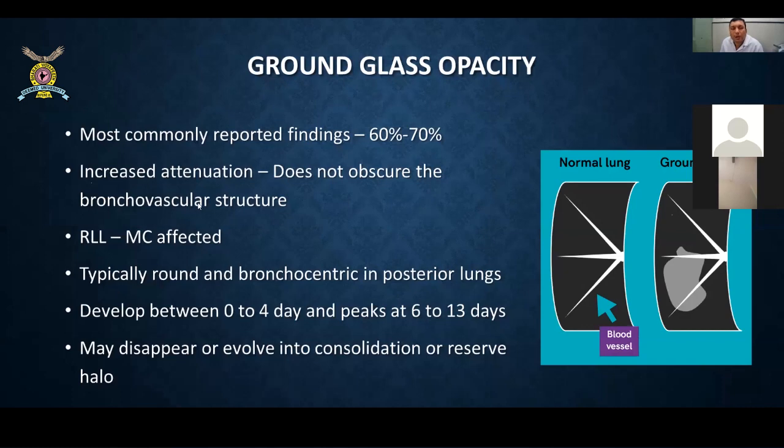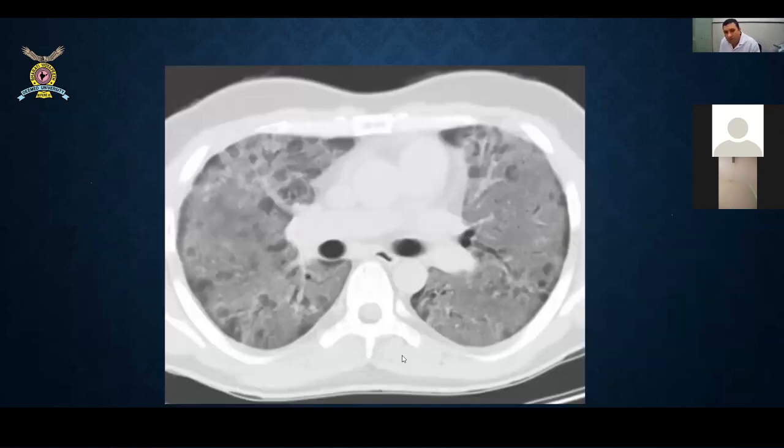This is reported most commonly in COVID-19 patients and is seen in around 70% of patients. The right lower lobe is most commonly affected. It starts developing from day 0 to day 4 of the disease, and the peak is around 10 to 12 days of the disease. It may disappear with progression. It may disappear after 14 days, or it may evolve into consolidation or reverse halo sign.